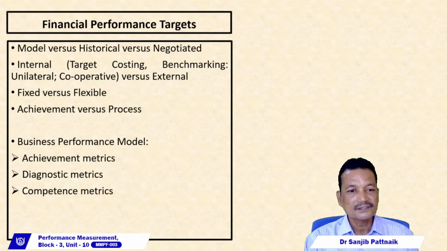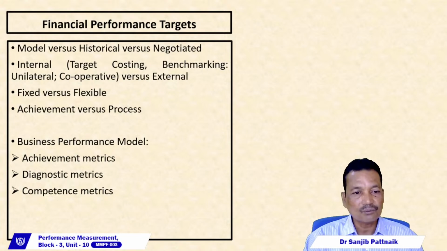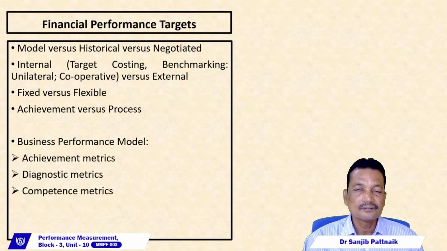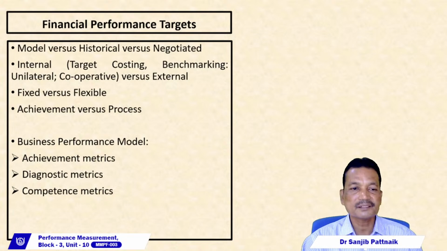Second is the diagnostic metrics. In diagnostic metrics, what happens? The word itself, diagnostic, is coming from diagnosis. We try to look at the various conditions that are happening in the business world. The conditions may be changing. So, looking at the changing dynamic business conditions, we set up the metrics called diagnostic metrics.